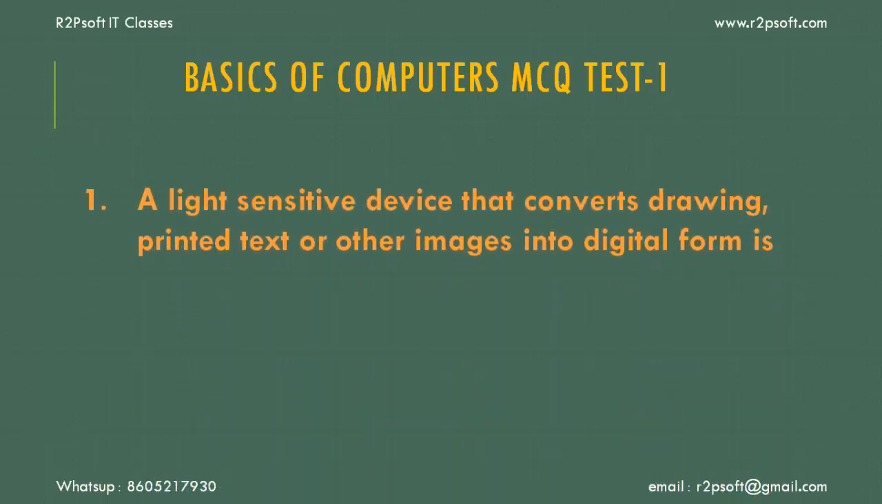First, a light sensitive device that converts drawing, printed text or other images into digital form is: A. Keyboard, B. Printer, C. Scanner, D. OMR, E. None of these. Answer is scanner.